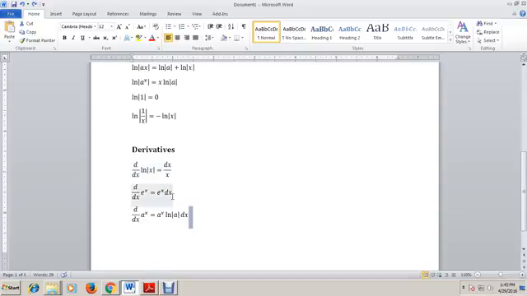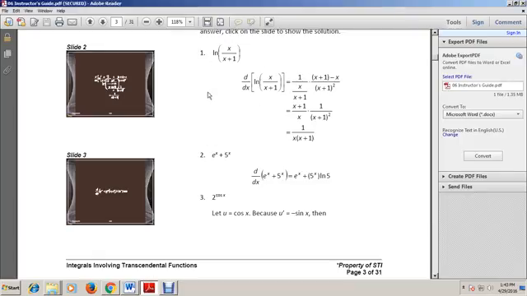Now, applying this directly to this expression, our u here is this quotient, so the derivative of ln of u is... okay, let me repeat that. The derivative of ln of u is 1 over u, derivative of u. So this is actually 1 over u times the derivative of u. Okay, so I hope you get that.